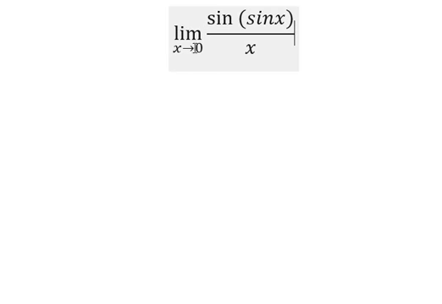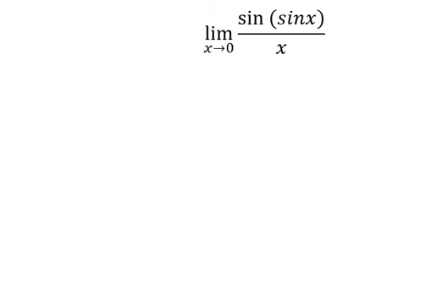When s approaches 0, so we put 0 here, 0 here. You get 0 over 0. So we have 0 over 0. We can use L'Hôpital's rule.